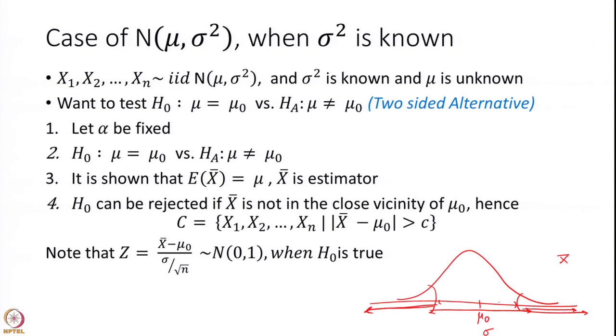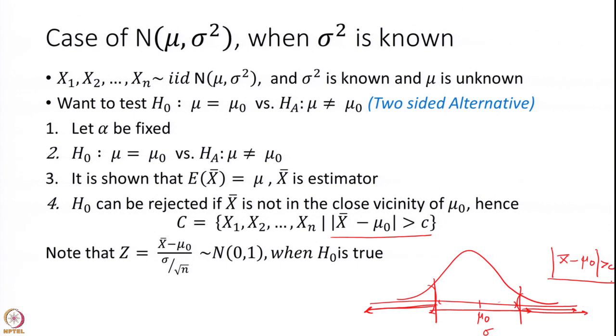So this region where it is way beyond the mu naught value is called a critical region. The critical region I am defining is that if somewhere here I have x bar, and if I take x bar minus mu 0 and take its absolute value, positive or negative, it should be larger than some value C. If my absolute value of x bar minus mu 0 is larger than some value C, which says that it is not in vicinity of mu 0, then that should be my critical region.